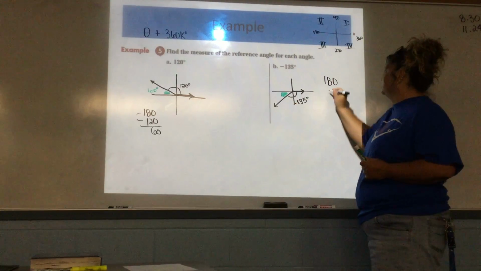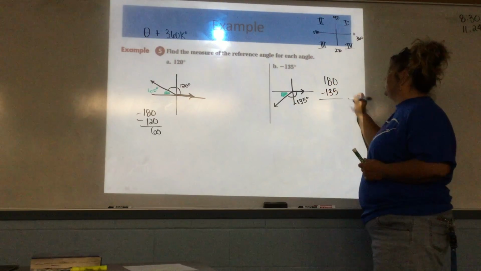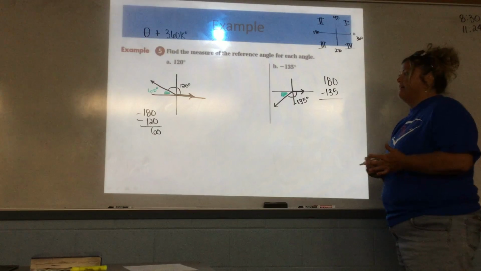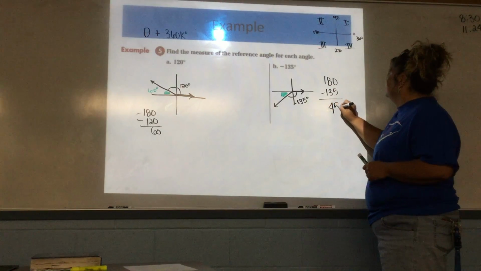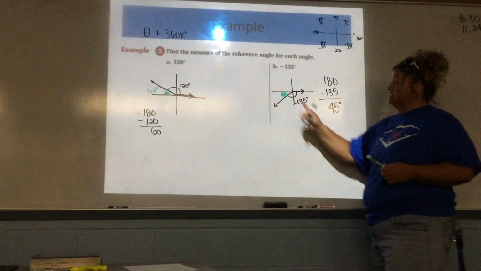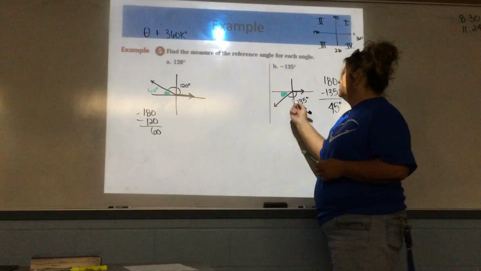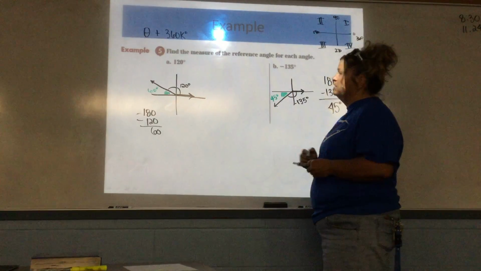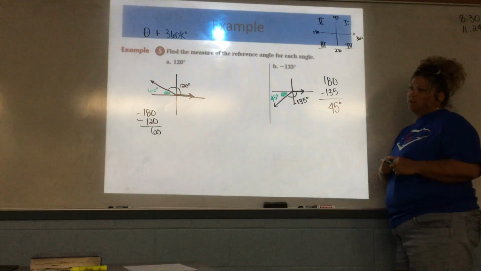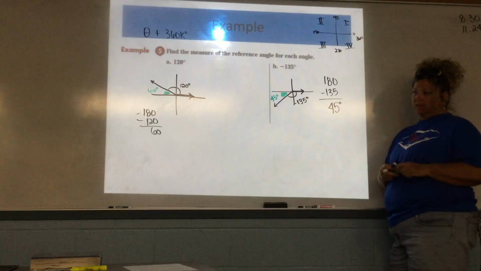If it's negative 135, what do you get? 45. Now, since this is going from here to here, does that mean my reference angle is negative? No, your reference angle can never be negative. There we go, it's just the absolute value of it, good.